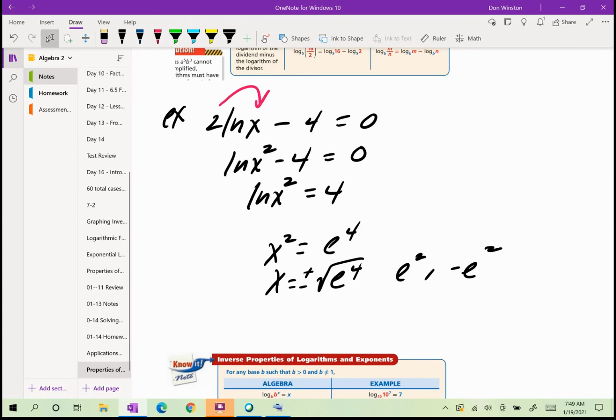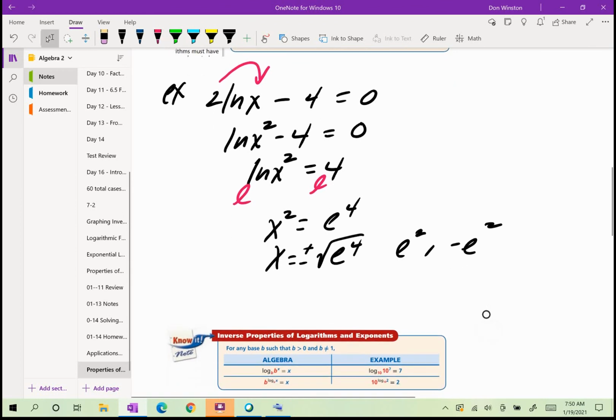I get the natural log of x squared is equal to 4, and I raise e to that. That gives me x squared is equal to e to the 4th. Then I take the square root of both sides. I get x is equal to plus or minus e to the 4th, which is just e squared and negative e squared. But again, I can't use the negative because the domain of a log function has to be greater than 0.